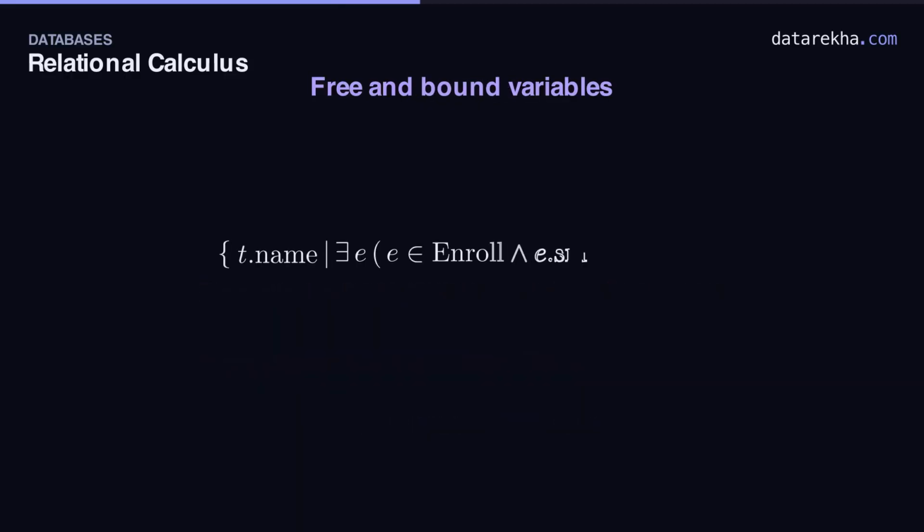One idea underpins reading any calculus formula cleanly. Which variables are free and which are bound? Take this query: the names of students enrolled in something. The variable t appears before the bar, so it's the output. We call it free. It isn't tied to any quantifier and its values become your answer.